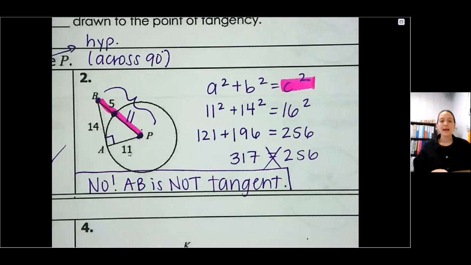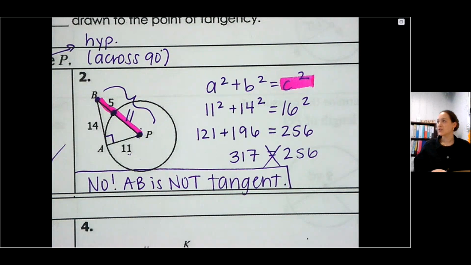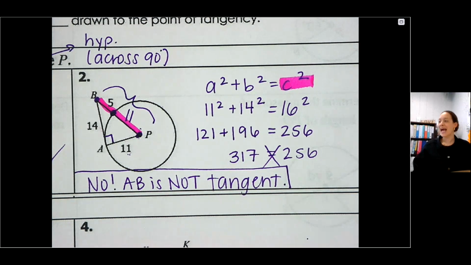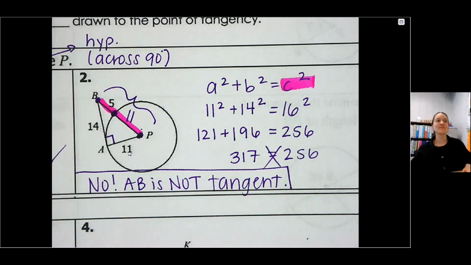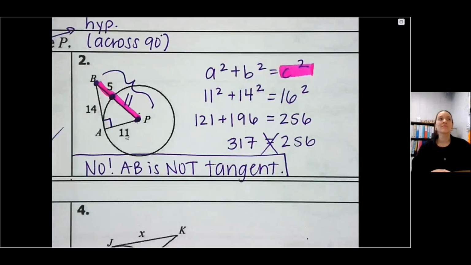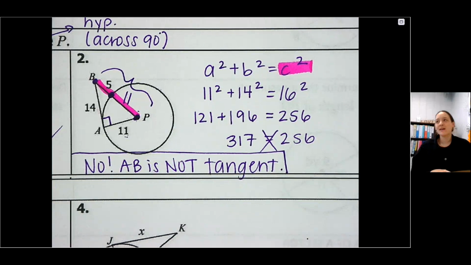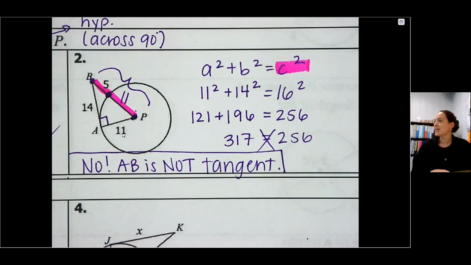Raise your hand if you think AB is tangent. Yes, the answer is yes. Raise your hand if you think the answer is no, it's not tangent. Good job. Beautiful. So when it doesn't work out, it's not tangent. Okay, that was it. What do you think?